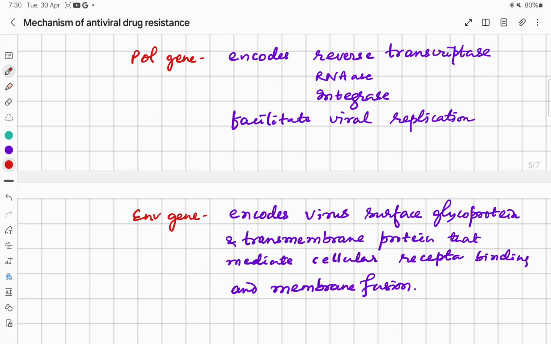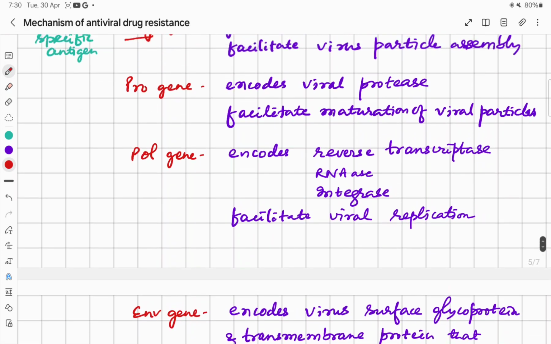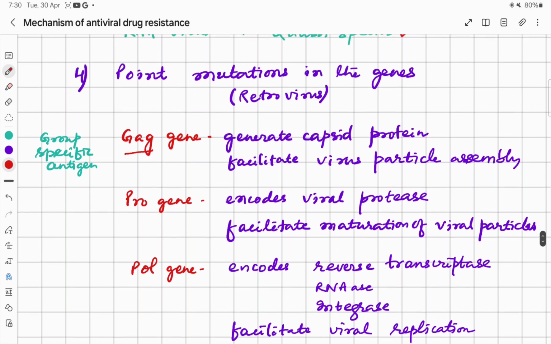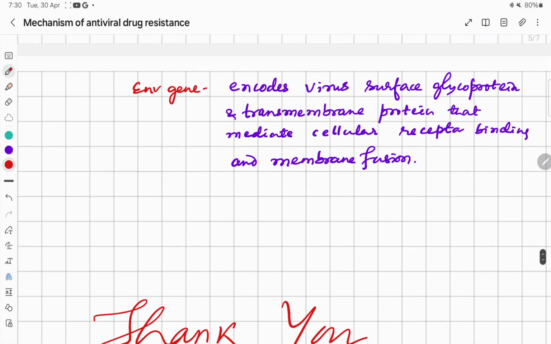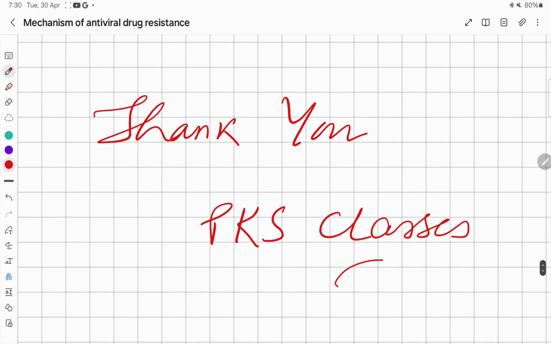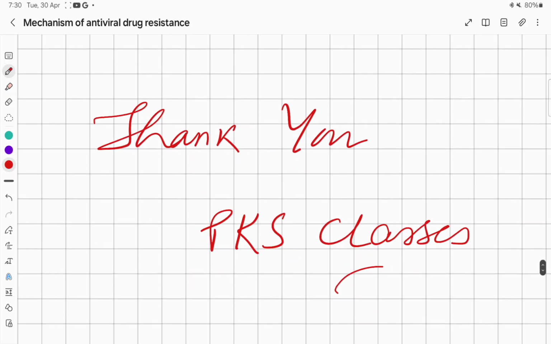So the mutation or point mutations in these 4 genes cause resistance to ART, antiretroviral therapy. So this is all about the mechanism of resistance to antiviral drugs.